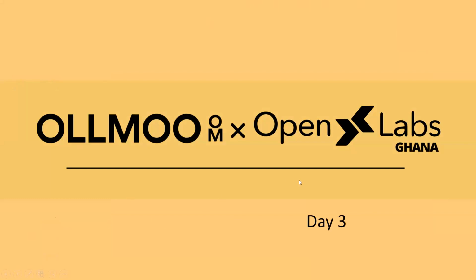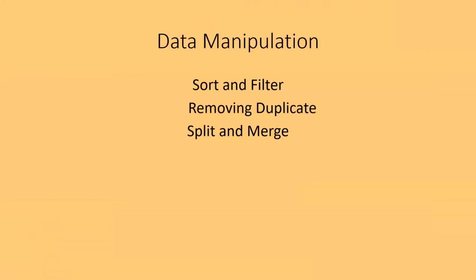So the next thing we'll be looking at today is what comes after we've done the first event. Today we'll be looking at data manipulation. Today is going to be as practical as it can be. We'll look at a few things, and then dive into the practical session of the class. So we're going to spend a lot of time on the practical area. First we'll be looking at sorting, filtering, removing duplicates, splitting, and how to merge data. So these are the things we'll be looking at today.